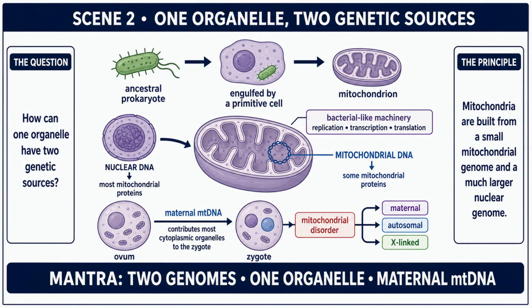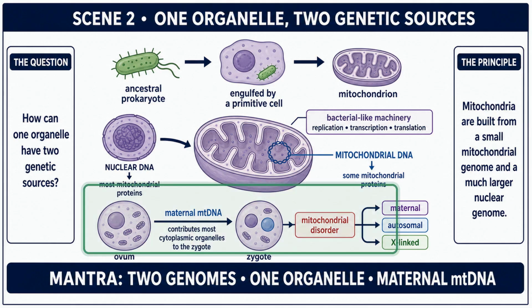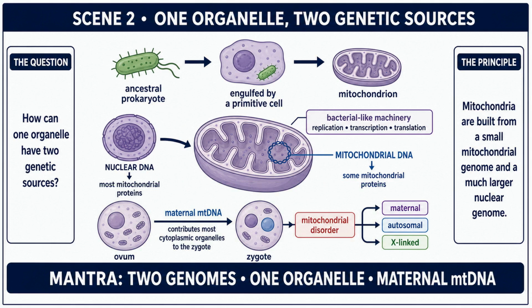Because the ovum contributes most of the cytoplasmic organelles to the fertilized zygote, mitochondrial DNA is almost entirely maternally inherited. At the same time, proteins required by mitochondria can be encoded by either mitochondrial or nuclear DNA. That is why mitochondrial disorders can show maternal, autosomal, or X-linked patterns of inheritance.